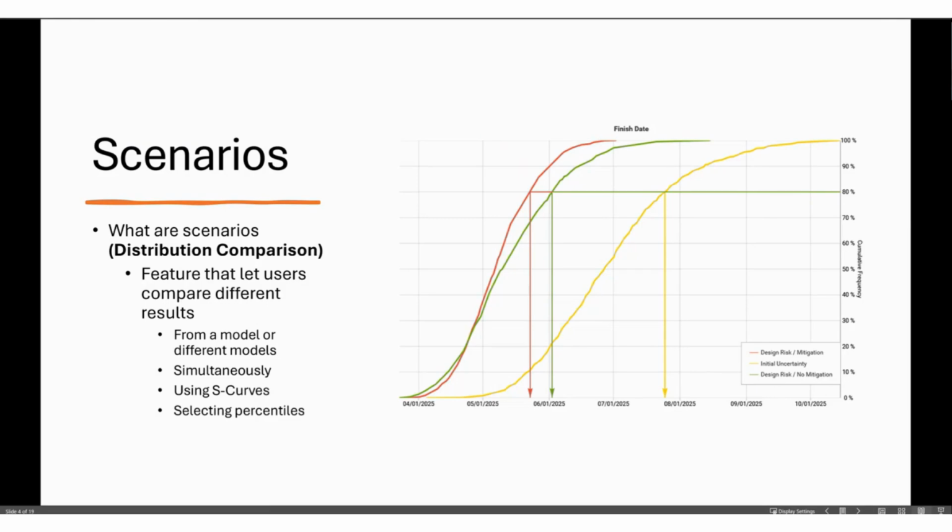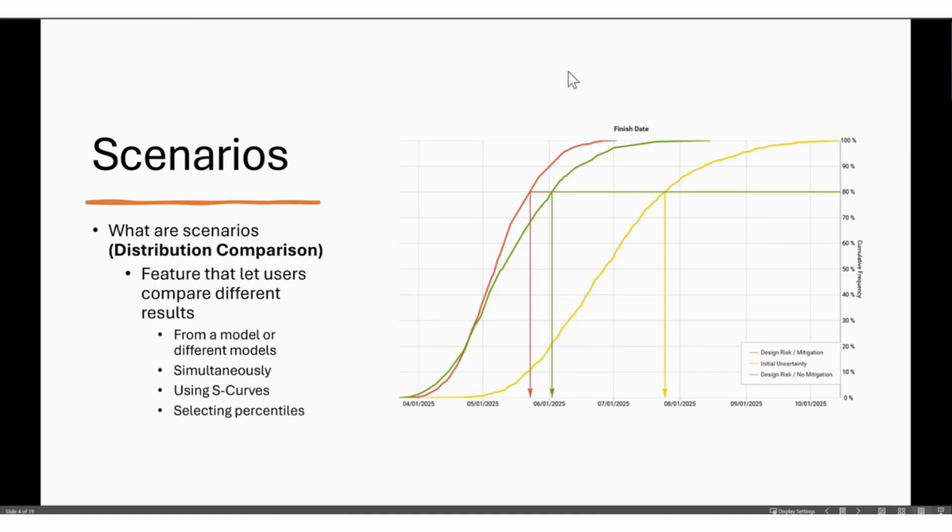What is it? It's a feature from Safran Risk that lets you compare different scenarios, right? These scenarios can be from the same model or from different models simultaneously. That means that I can have a report, for example, a report here that has these 3 S curves like the one here that come from, I don't know, model X, B1, and this is, for example, uncertainty and risks, scenario 1, scenario 2, etc.